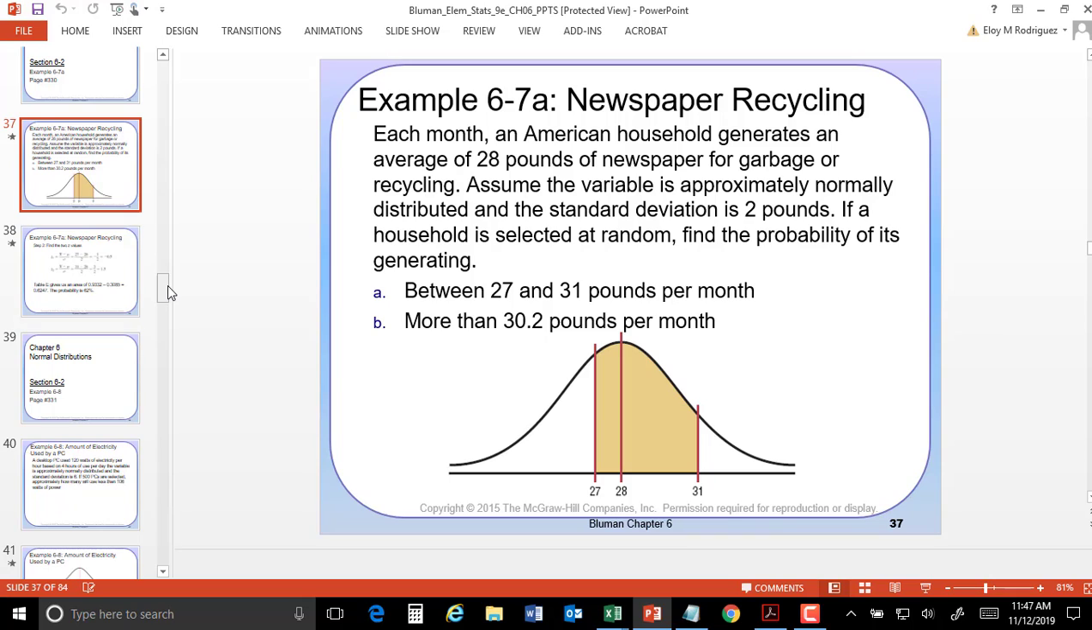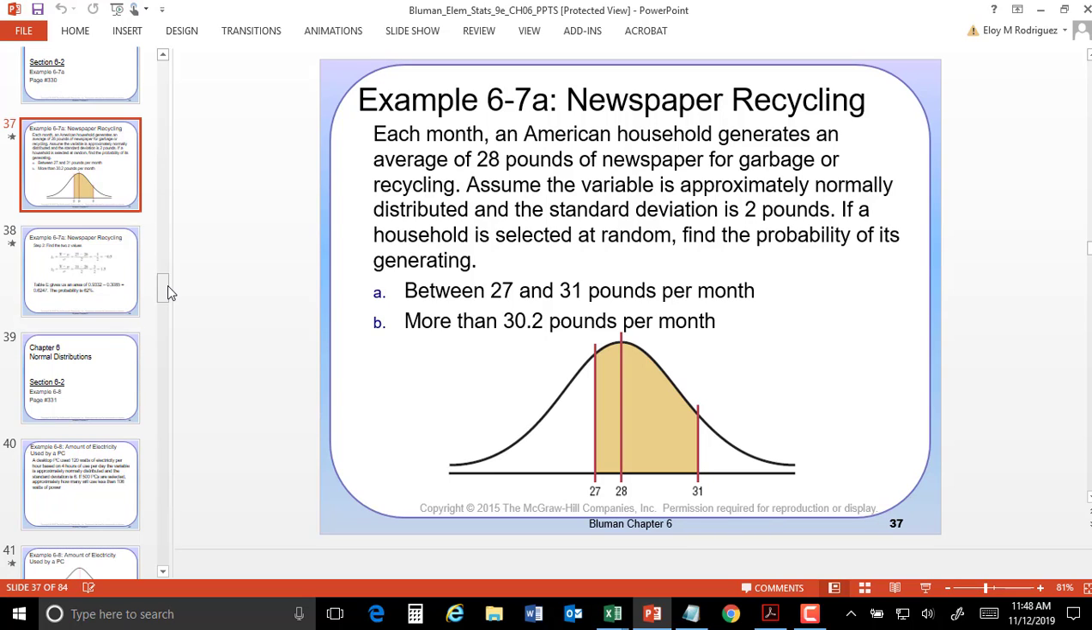Okay, now, newspaper recycling. It turns out it's an average of 28 pounds that we have of newspaper. It says each month American households generate 28 pounds of garbage. Okay, now we're going to assume that it's approximately normal and we have a deviation of 2. Do you see that? Okay, find the probability. This is certainly not standardized, is it? It's not over 0, and it doesn't have a deviation of 1.